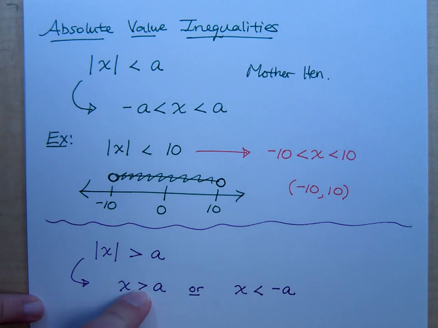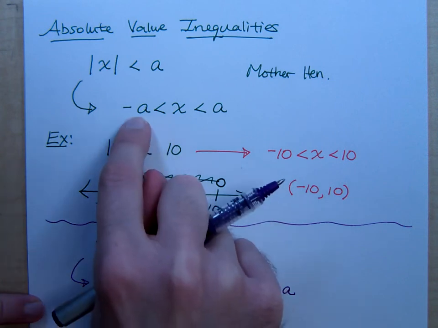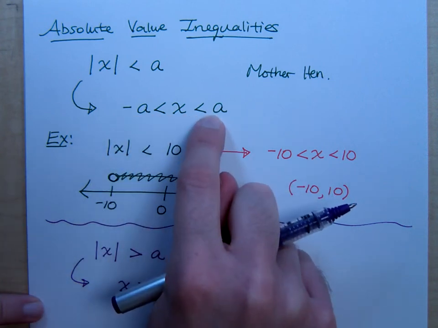Notice how I changed the direction of the inequality, and I changed the sign. Now I'm dealing with the word or. What does the word or mean? The word or means union, and that's what I have here, a union. Up here, when it's one string like this, it's understood to be what? What did we say before? It's an intersection.